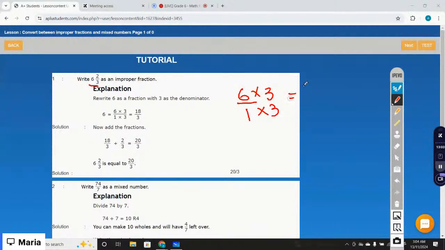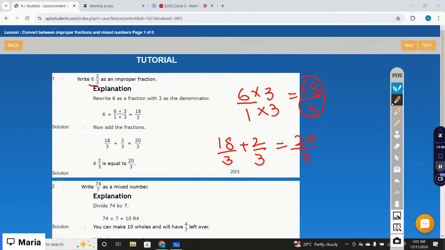That would be 6 times 3 is 18 and 3 times 1 is 3, right? That is 18 over 3. So add 18 over 3 and the fractional part of this fraction, that is 2 by 3. So 18 plus 2 is 20 over 3. The correct option is 20 over 3.